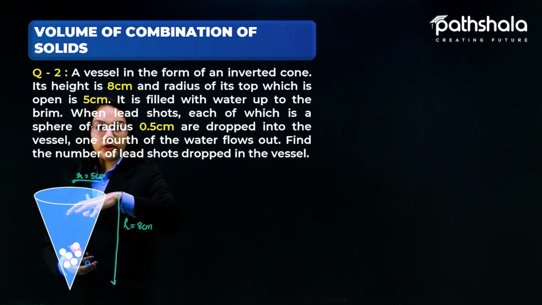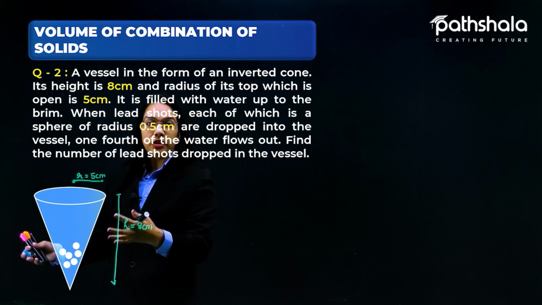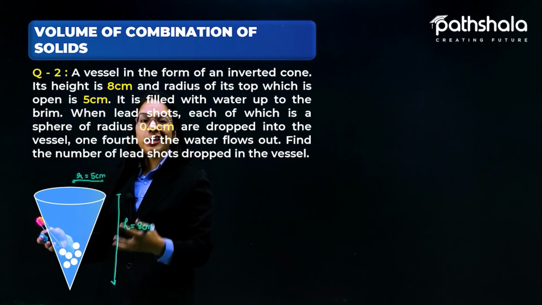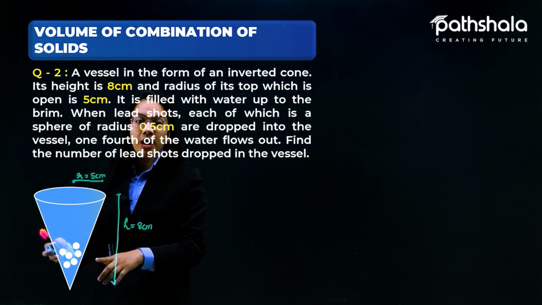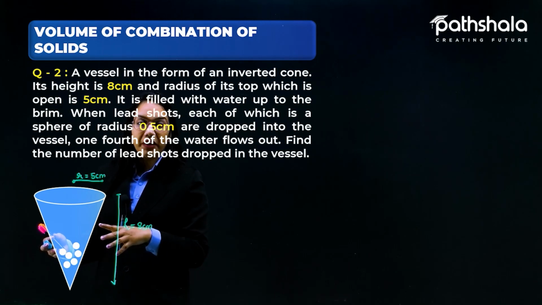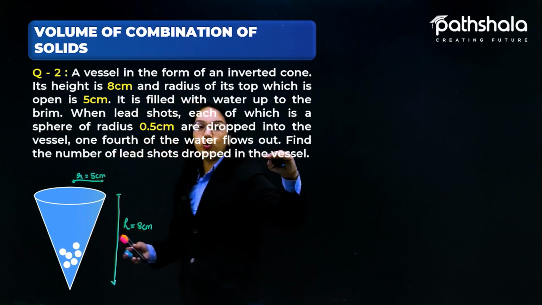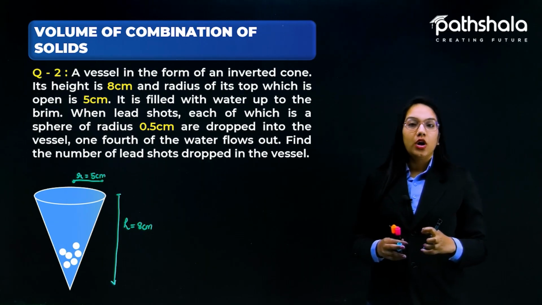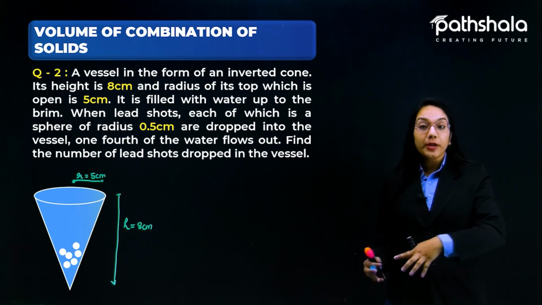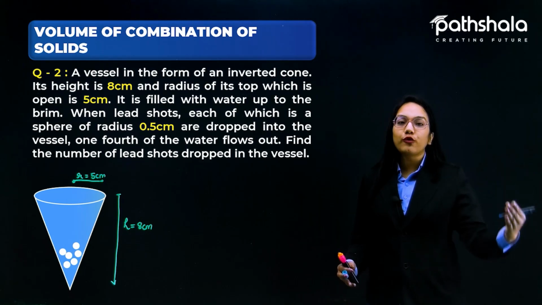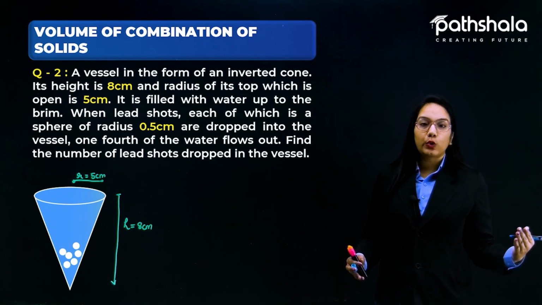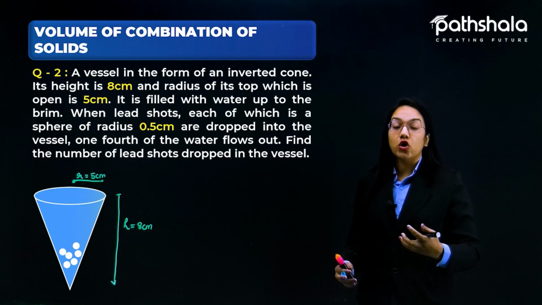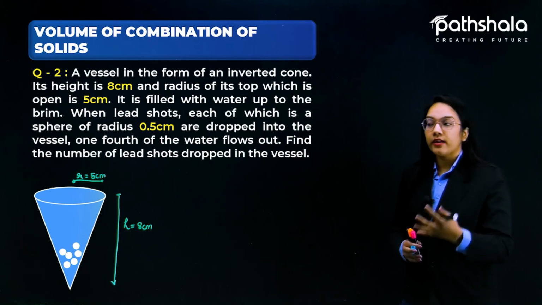When the lead shots, each of which is a sphere, and you can see there are the lead shots over here, of the radius 0.5 centimeter, are dropped into the vessel, 1/4 of the water flows out of this particular inverted cone. So we have to find out the number of the lead shots that are dropped in the vessel. Let's find out the solution of this one.